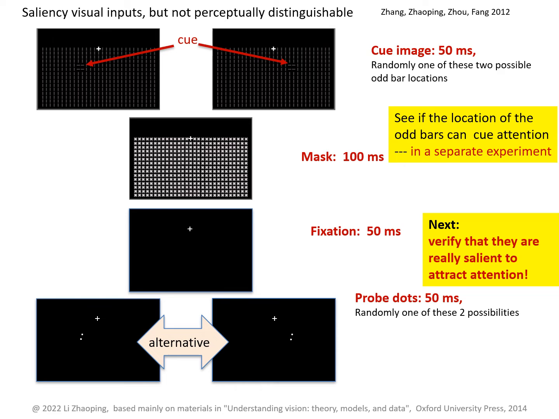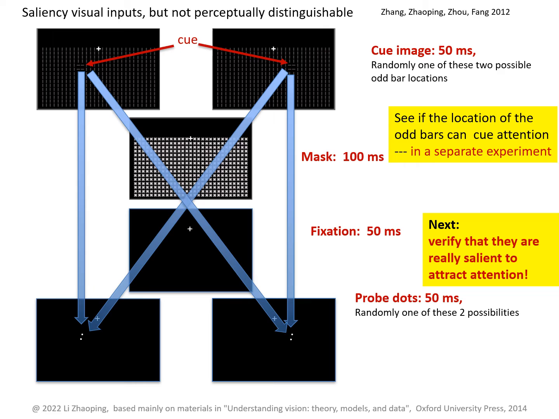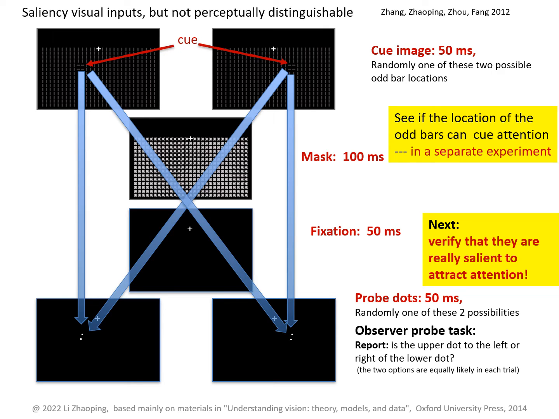In each of them, there are two dots. The center of gravity of these two dots is at one of the two possible cue locations. It is equally likely that these two dots are at the same or opposite lateral side as the preceding cue. After these two probe dots disappear, observers have to report whether the upper one of these two dots was to the left or right of the lower dot. This is a difficult task because observers do not know before the dots appear whether the probe dots will be to the lower left or lower right of the fixation cross.